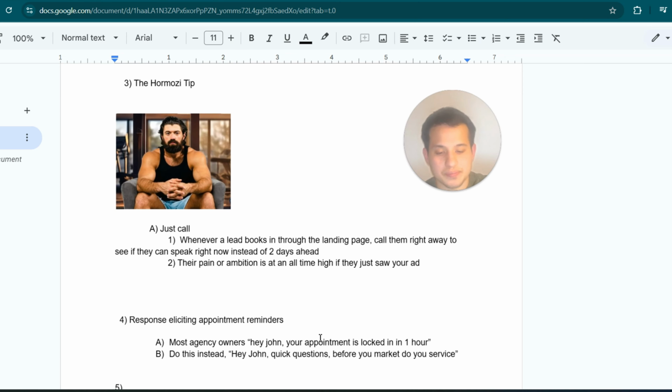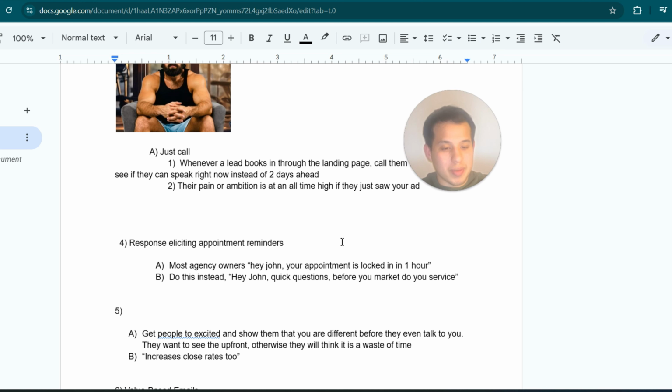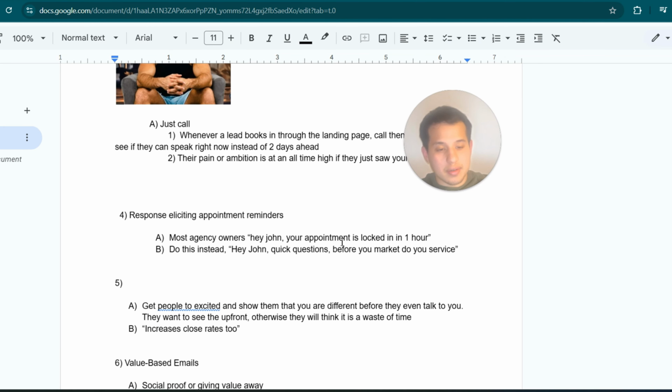It's pretty straightforward. Another way to improve your show rates is by giving them response-eliciting appointment reminders. What I mean by this is, most agency owners give the most simple reminders when it comes to booking appointments. They'll say, hey John, your appointment is locked in for 1 hour from now. How about you do this instead? How about you say, hey John, quick question before we meet in 1 hour. What market do you service?